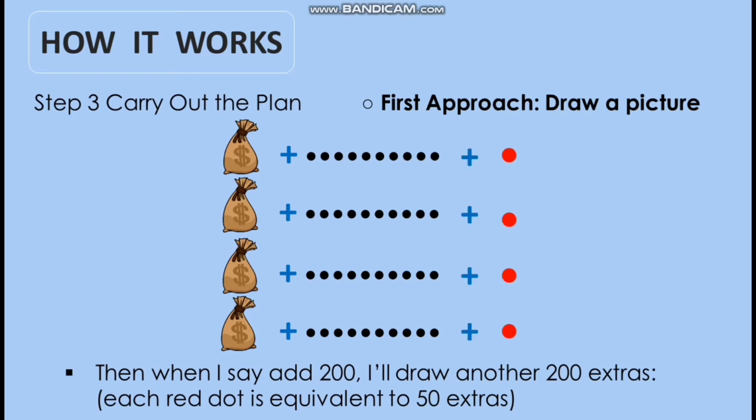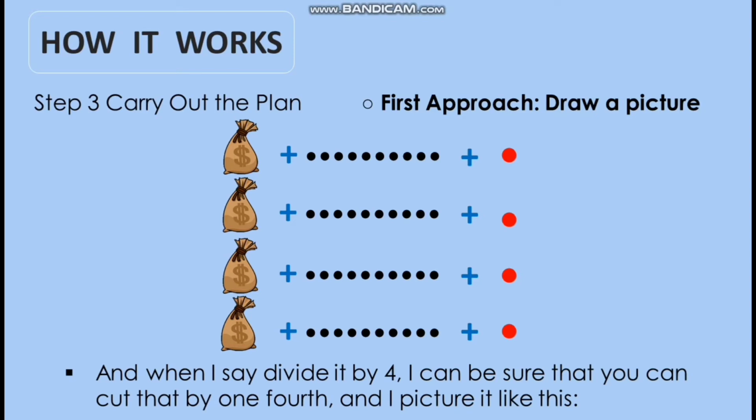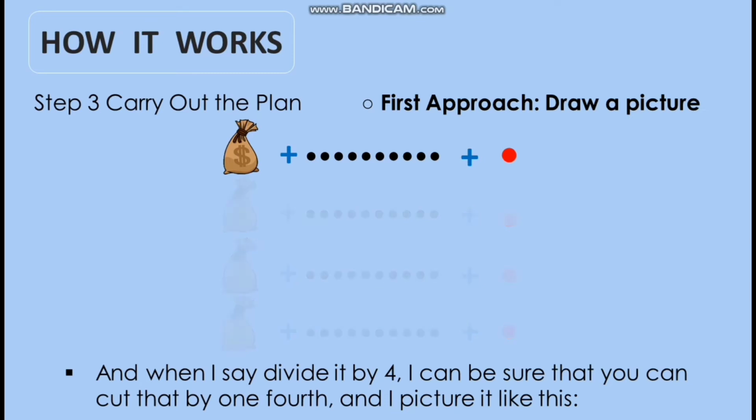Each red dot is equivalent to 50 extras. So, instead of 200 black dots yung nilagay ko, ginawa ko na lang siyang 4 red dots kasi may 4 sets naman na tayo ng 1 bag and 10 dots para mag-equal na lang sila. And when I say divide it by 4, I can be sure that you can cut that by 1/4 and I picture it like this.